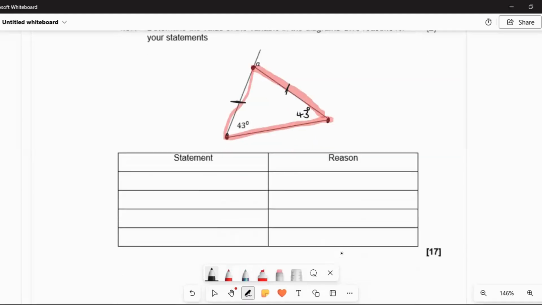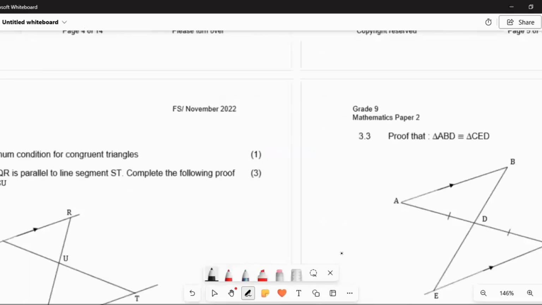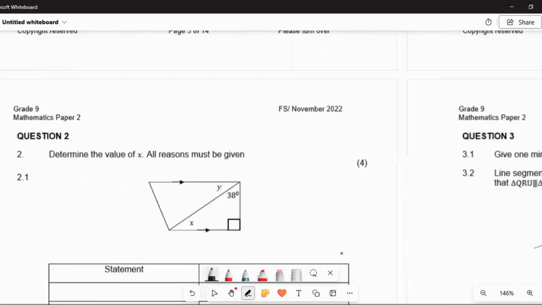And then finally, what do you guys know about the exterior angle? We know that the exterior angle, which is A, is equal to what? The sum of the two opposite interior angles. So it goes to 43 degrees plus 43 degrees. We're going to say what? Exterior angle of a triangle. So finally, our A is going to be 86 degrees, right? That's how we go about it. This was one of the easiest questions I've ever done.